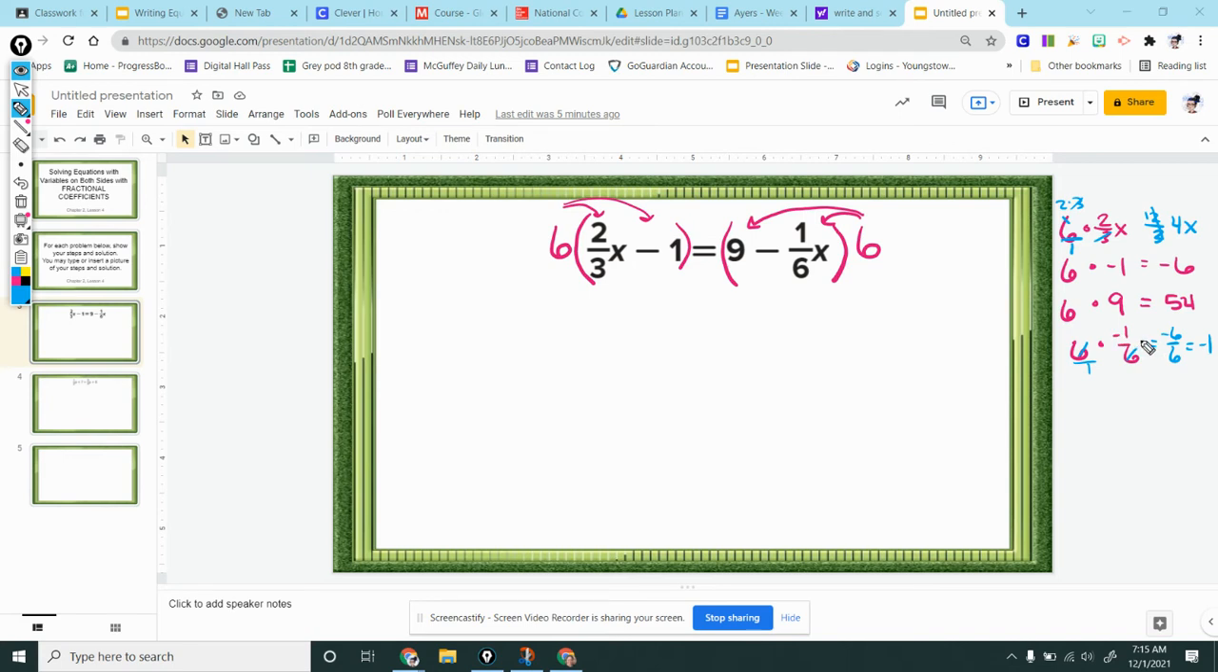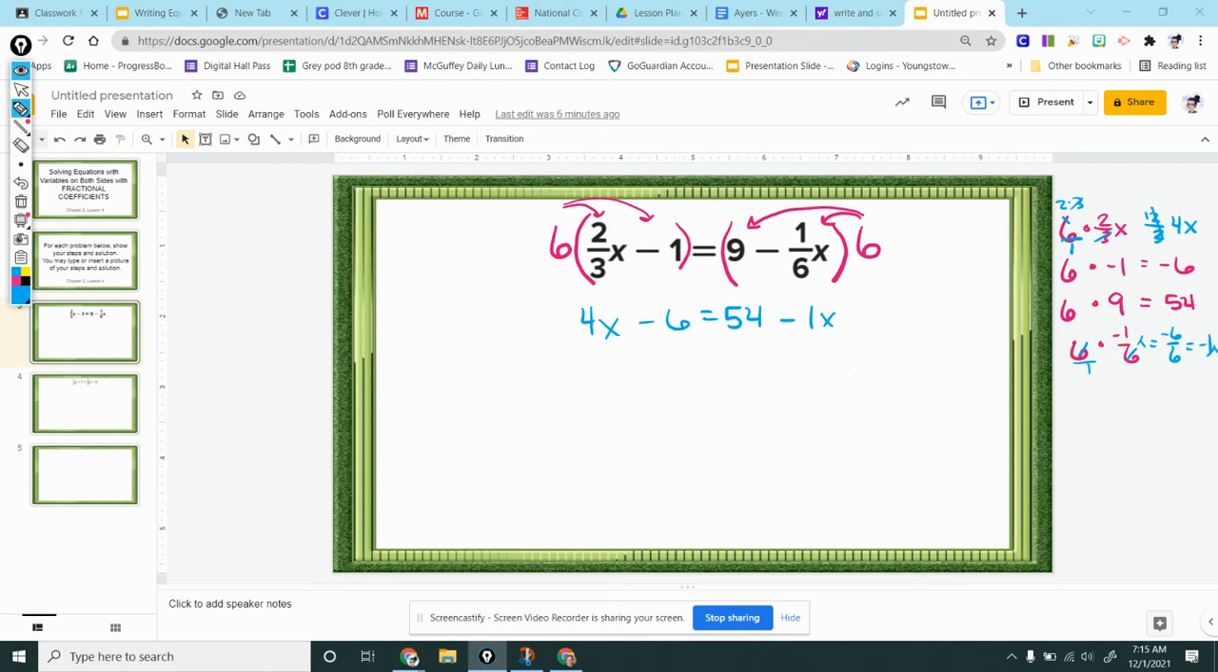Now, this did have an x on it. I forgot to write that, so I do need to make sure I write that. And so now I'm just going to rewrite my problem using my new simplified values. So I'm going to replace 2/3 x, 6 sets of 2/3. 6 sets of 2/3 is 4x. 6 sets of -1 was -6. 6 sets of 9 was 54. And 6 sets of -1/6 was -1x.